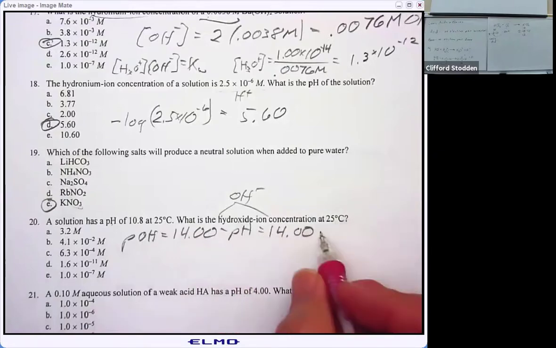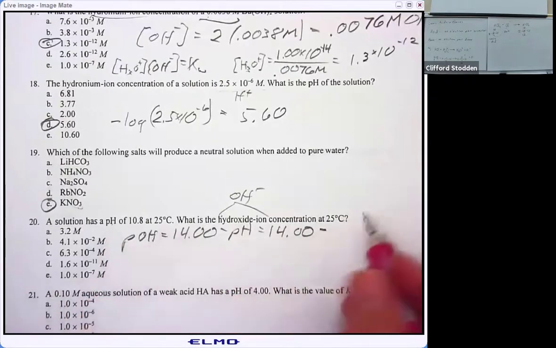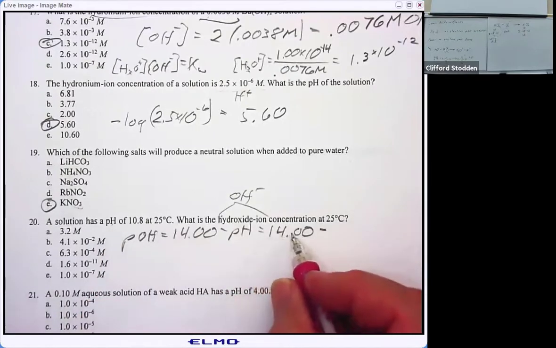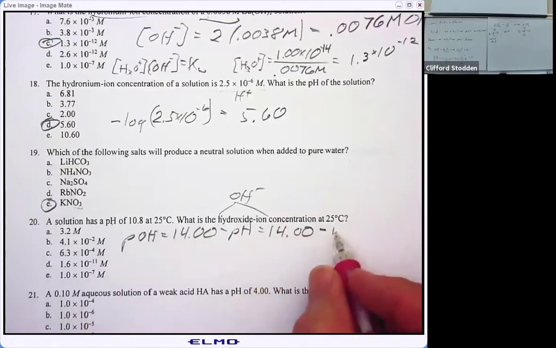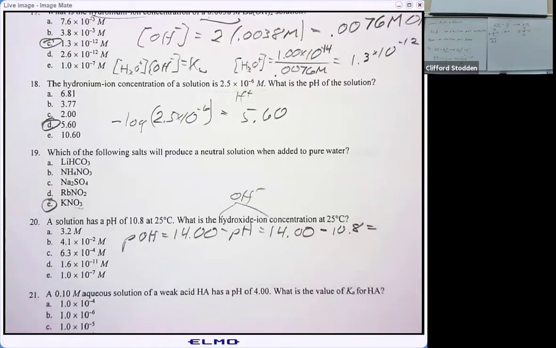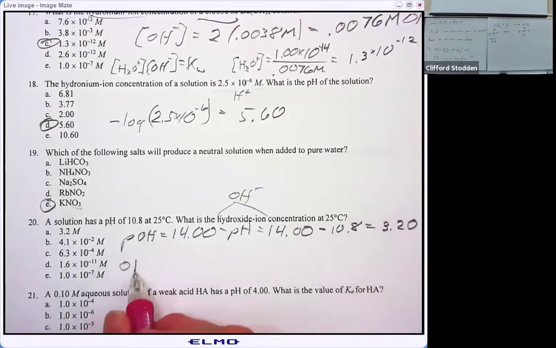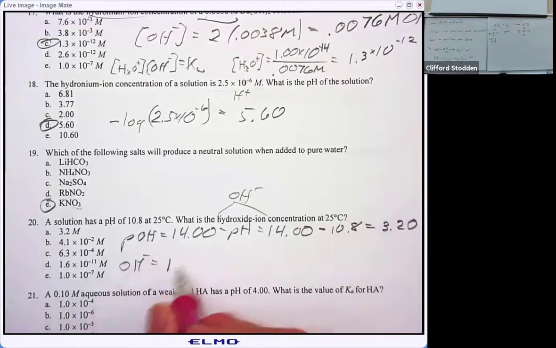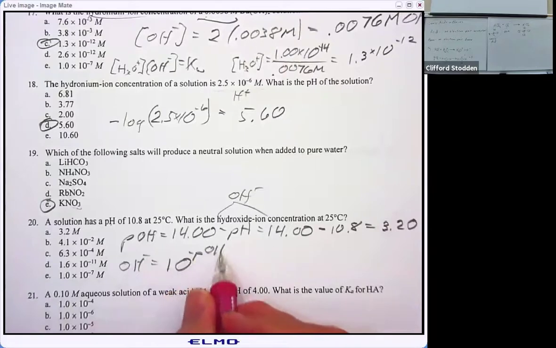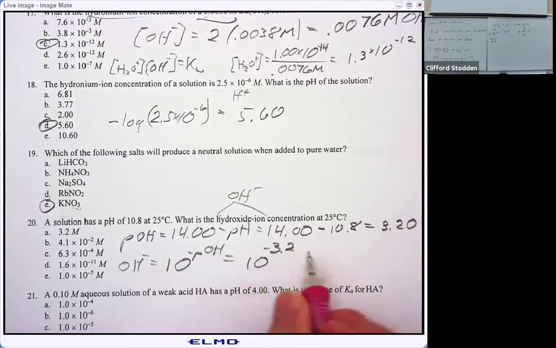So you're using a formula that pH plus pOH equals 14. Then you subtract to get the pOH. 14 minus 10.8 would be your pOH, which is 3.2. So that's pOH, which means hydroxide ion concentration would be 10 to the minus pOH, which is 10 to the minus 3.2.